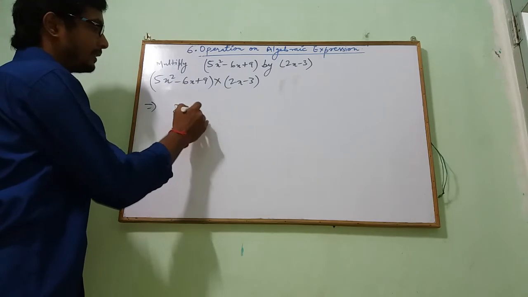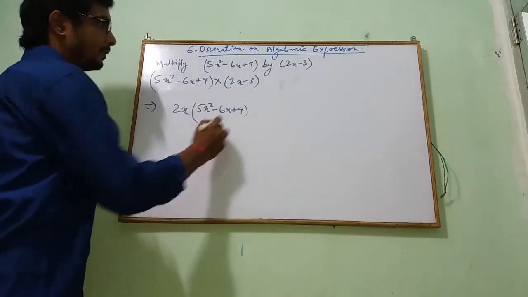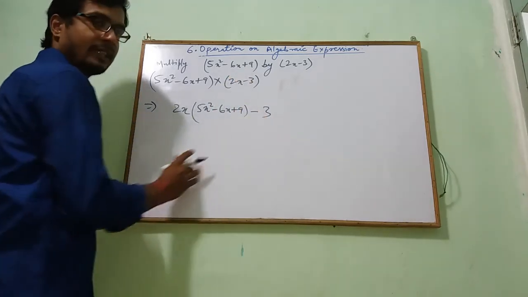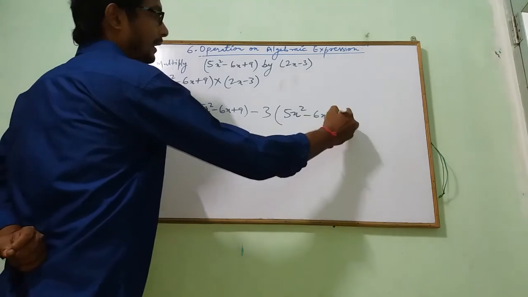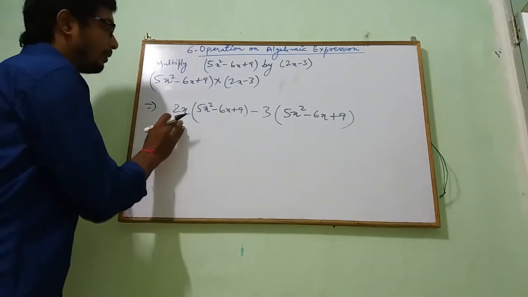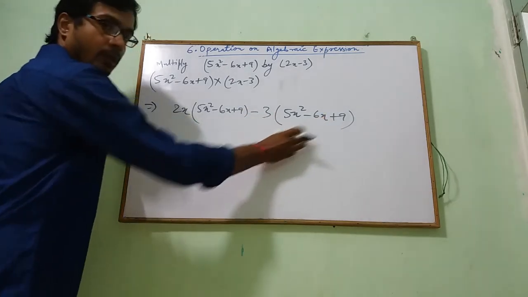So I will write 2x and then I will write 5x square minus 6x plus 9. Then it will be minus here, so I will write minus 3. Again I will write 5x square minus 6x plus 9. Now I will multiply this 2x with all these terms and this 3 with the whole of these terms.